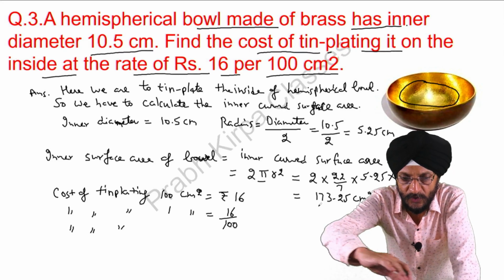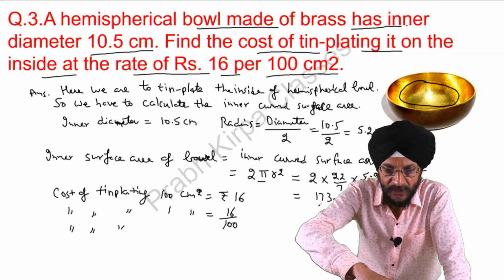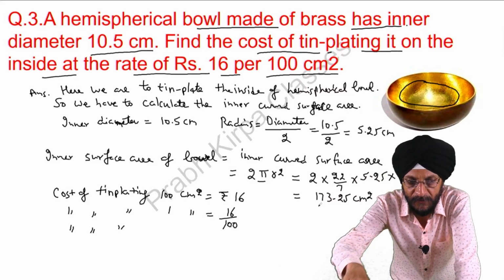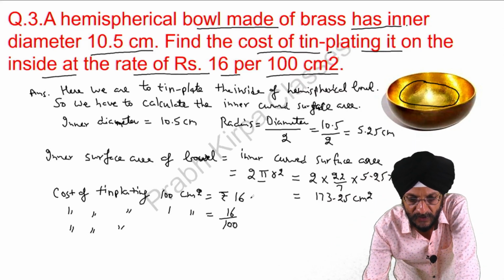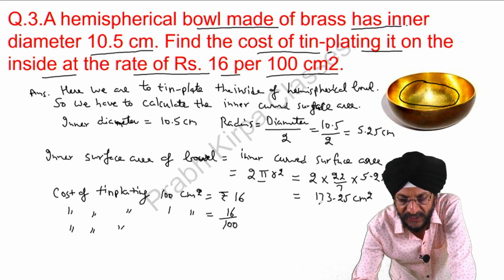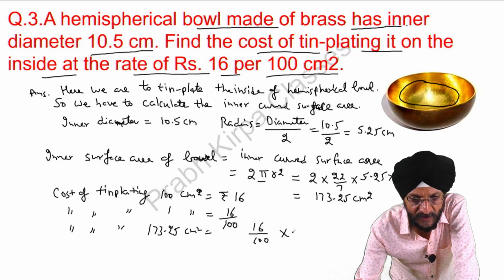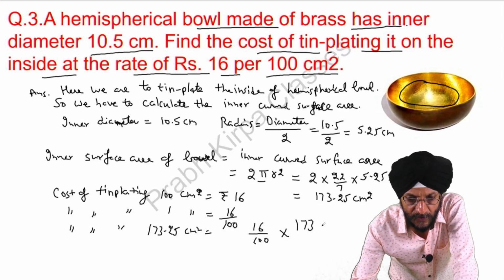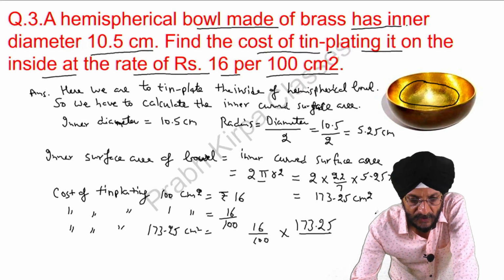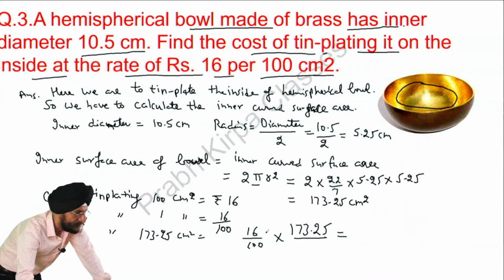Now what we have to calculate is the cost of tin plating the whole of the inside of the hemispherical bowl. What is the inner curved surface area? It is 173.25 square centimeter. So we will write it here: 16 over 100 times 173.25. Now what will we arrive at? Now we will solve it.